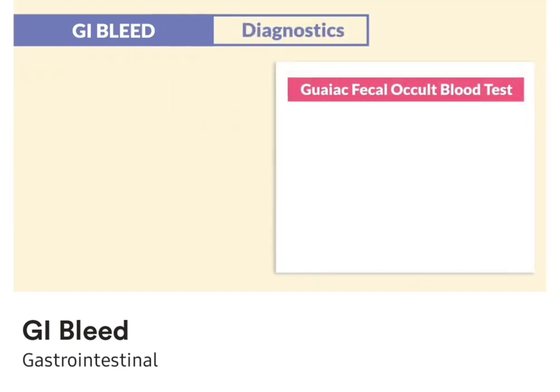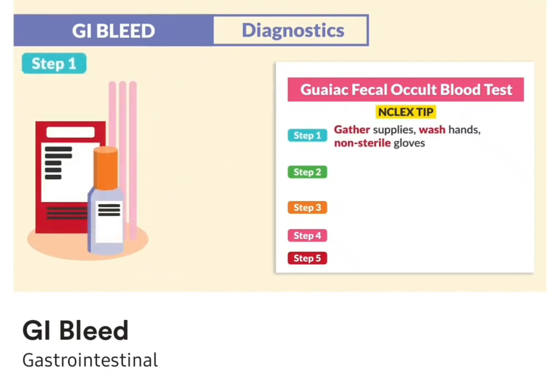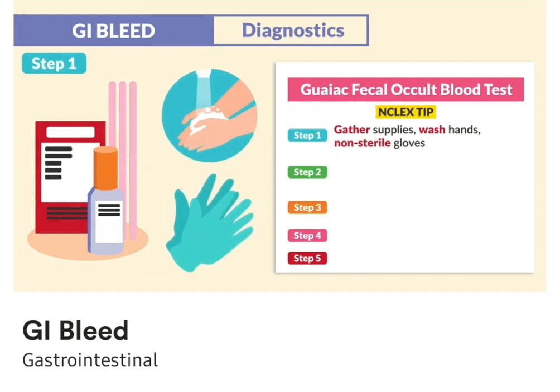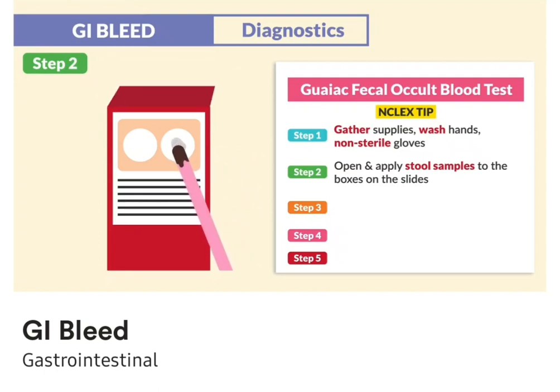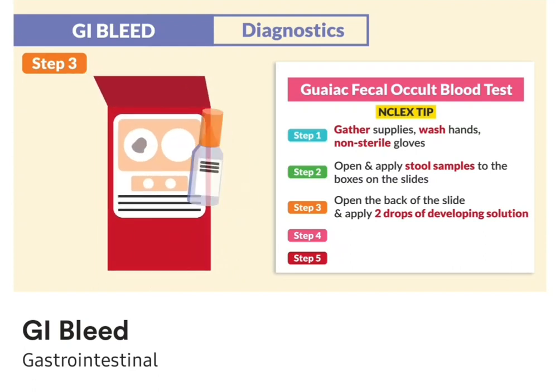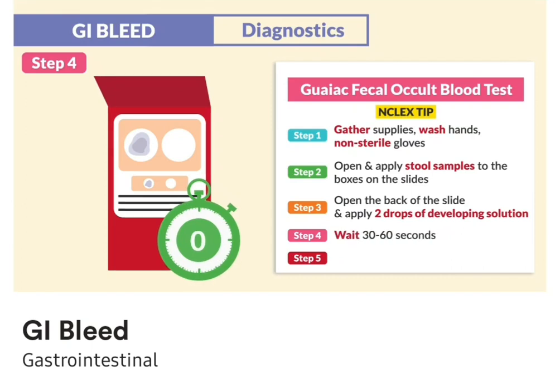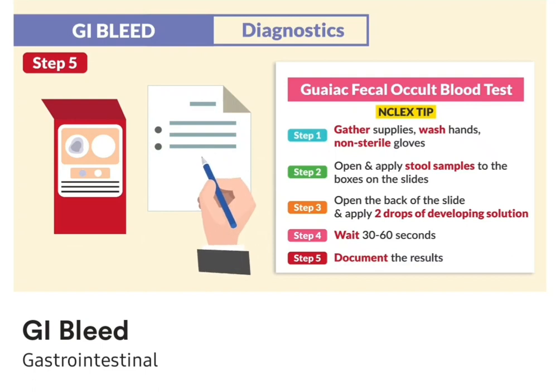Now, in terms of diagnostics, we use a Guaiac-Finkel occult blood test. So write this down. The NCLEX expects you to know the correct sequence of how to use this test. Number 1 is gather supplies, wash the hands, and use non-sterile gloves. Number 2, you open and apply the stool samples to a box on the slides. Number 3, you open the back of the slide and apply 2 drops of developing solution. And number 4, you wait 30 to 60 seconds. And lastly, number 5, document the results.